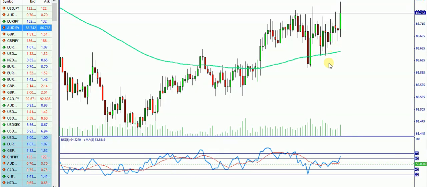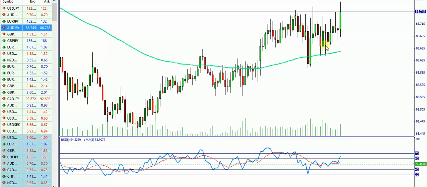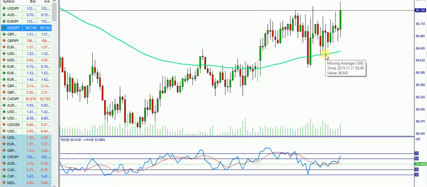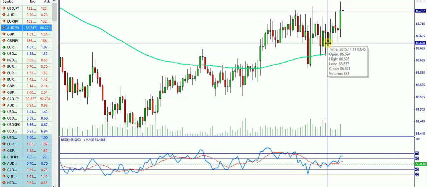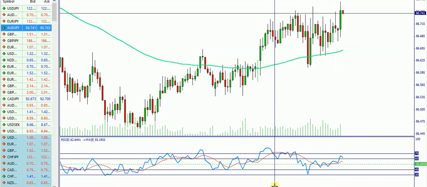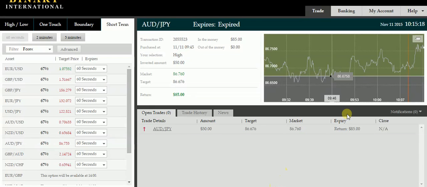So our entry position was at this candlestick here that bounced off the 100 exponential moving average, and the RSI was crossing over the 8 exponential moving average, and RSI had crossed above the 50 RSI level. That was our trade expiring, and the trade has expired in the money.